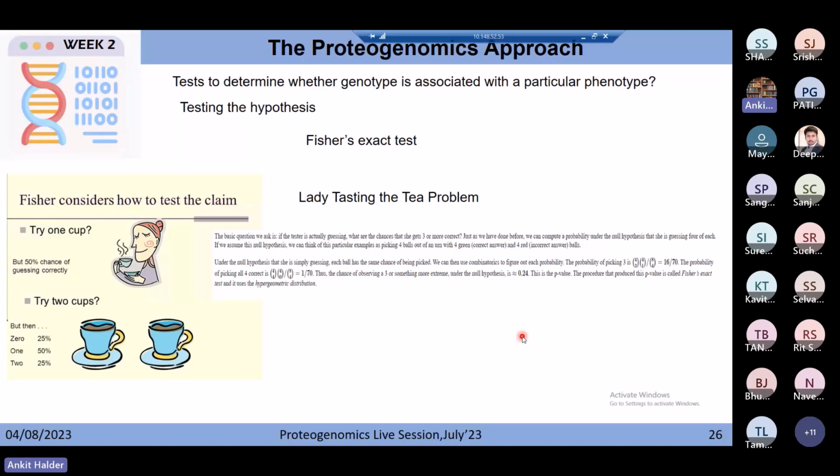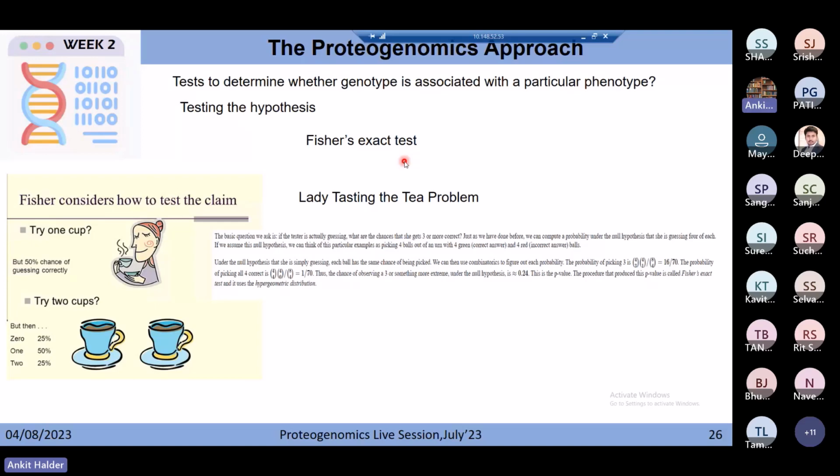Here one test which is very important and very interesting as well is Fisher's exact test. I don't know if you all know the famous problem of the lady testing the tea. The lady claimed that she can say whether the milk was poured before adding the tea or after adding the tea. So the question is whether she has a superpower or not.